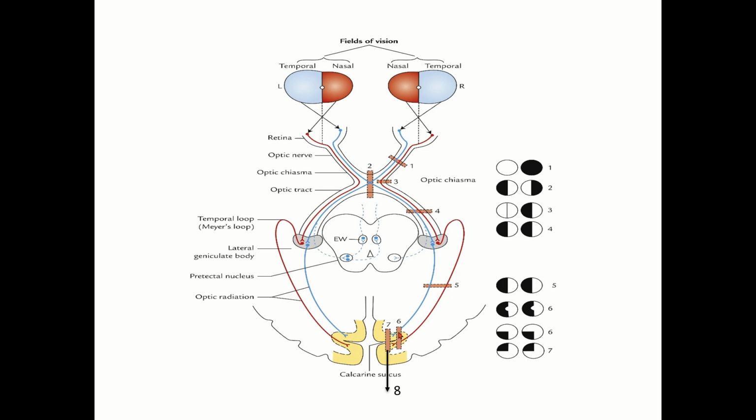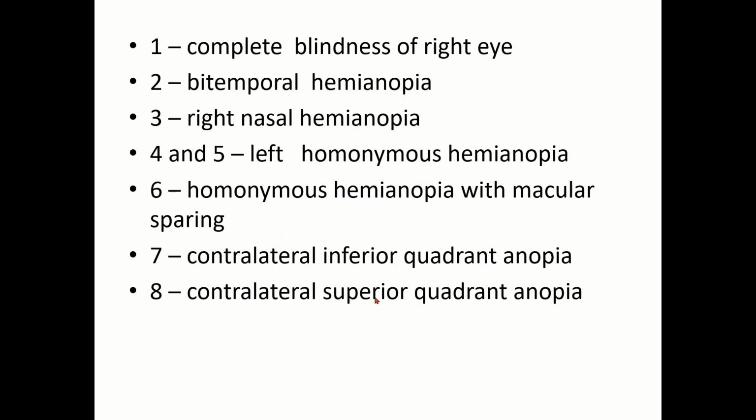Whereas once you go to the lesion of the visual cortex, as I said earlier, there will be macular sparing. See, it is left homonymous hemianopia with macular sparing. Seventh is a lesion in the upper lip of the calcarine sulcus, where you can see contralateral inferior quadrant anopia, whereas 8 is a lesion in the lower lip of the calcarine sulcus, which results in contralateral superior quadrant anopia. So these are the descriptions of the lesions.